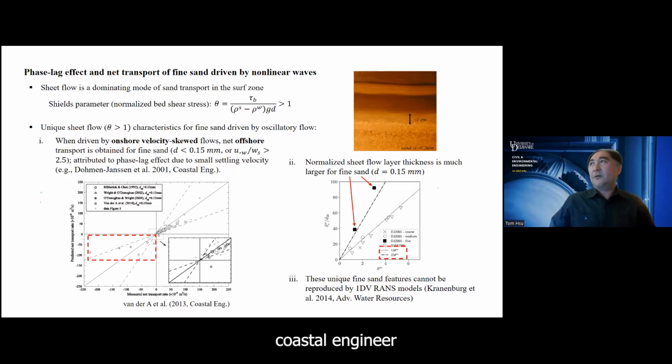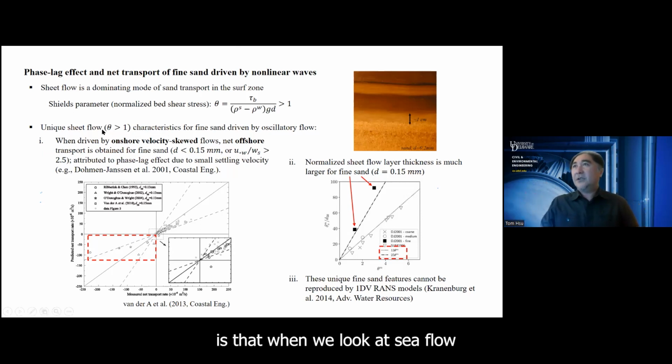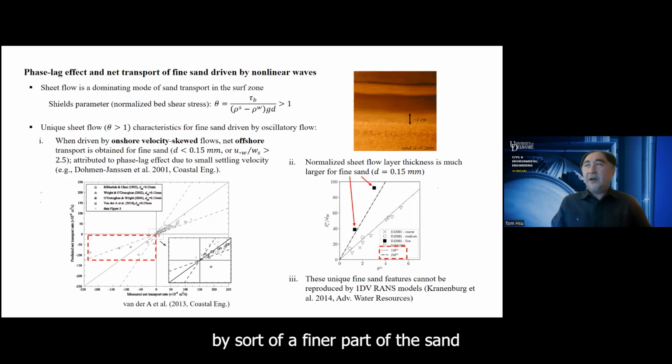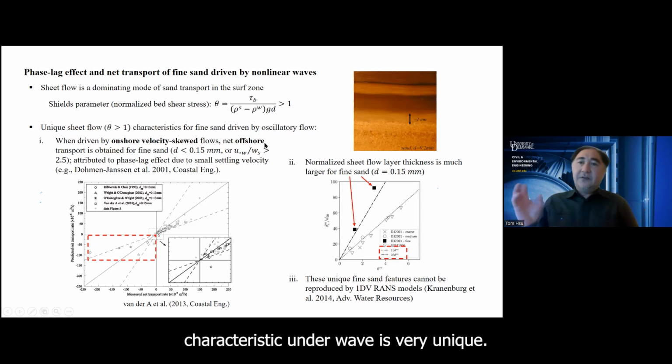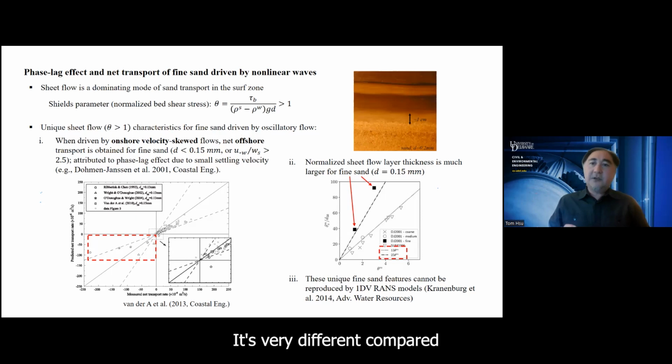But what puzzles coastal engineers is sheet flow for fine sand. Here, when I say fine sand, it's about 130 microns to about 200 microns. So it's the finer part of the sand that you usually see on the beach. It's still not cohesive, but it's a finer part of the sand. It turns out that for fine sand, the sheet flow characteristics under waves are very unique, and very different compared with medium and coarse sand.